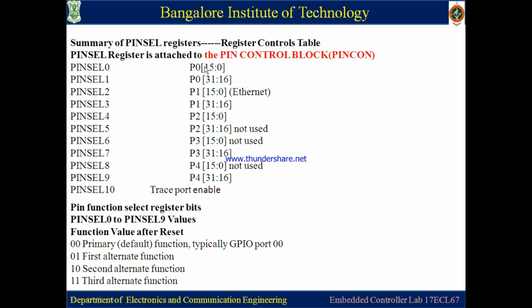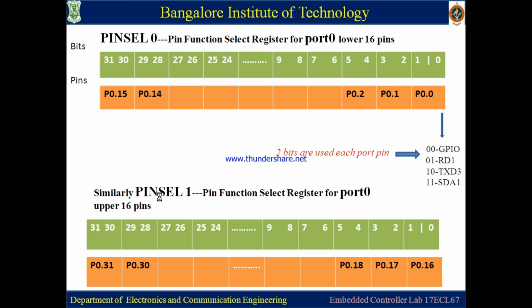So for port 0, pins 0 to 15 use PINSEL0, and port 0 pins 16 to 31 use PINSEL1. Similarly, port 1 needs 2 registers, and that is PINSEL2 and PINSEL3. Port 2 is PINSEL4 and PINSEL5, and so on.